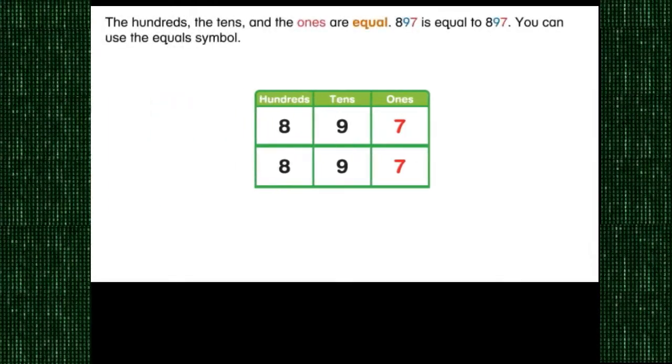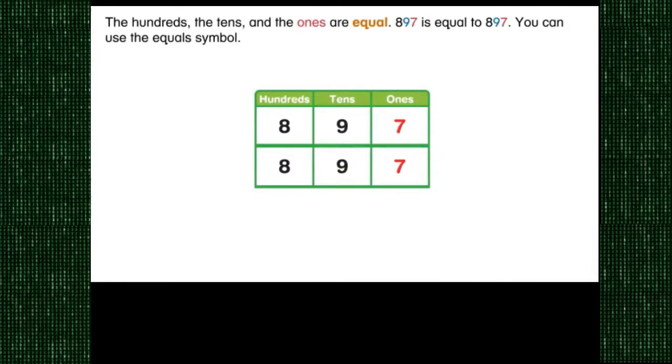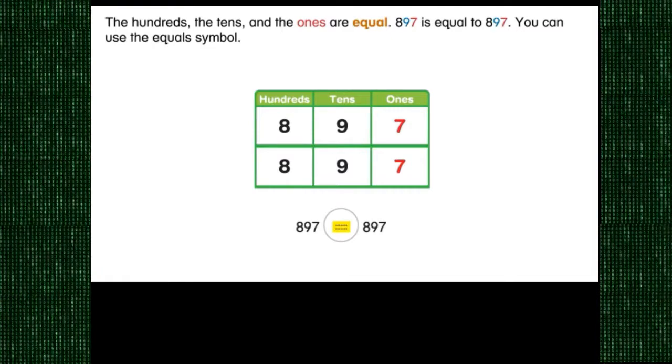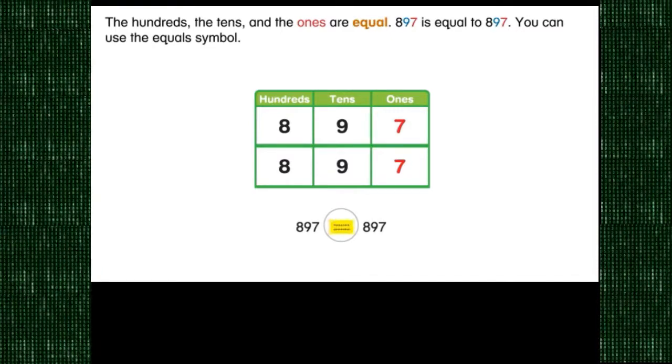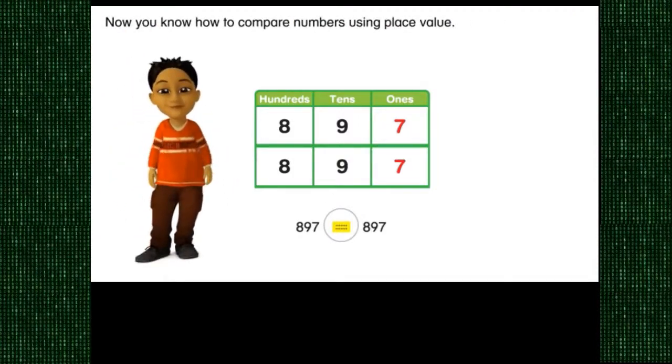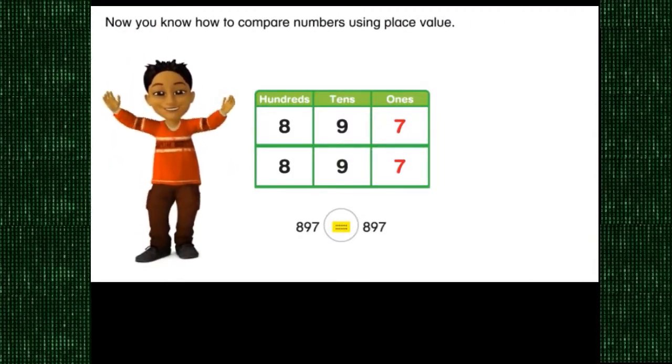The hundreds, the tens, and the ones are equal. 897 is equal to 897. You can use the equals symbol. Now you know how to compare numbers using place value.